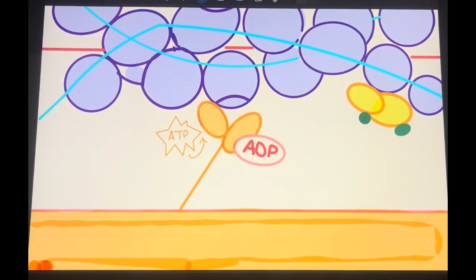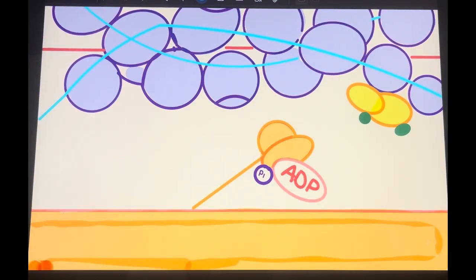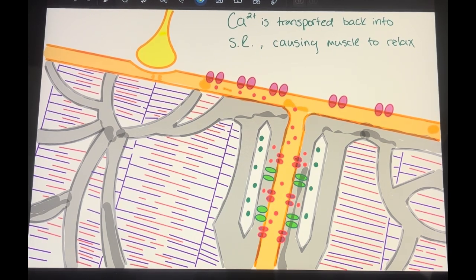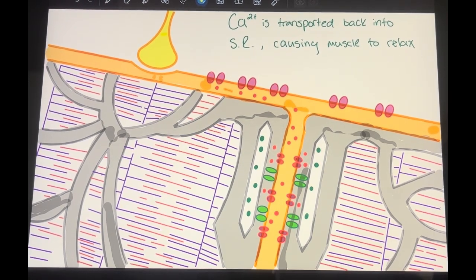They remain bound until another ATP is hydrolyzed, which provides the energy to release the actin and return to their cocked position, represented here. Finally, the muscle relaxes when calcium is transported back into the sarcoplasmic reticulum. And that is skeletal muscle contraction.